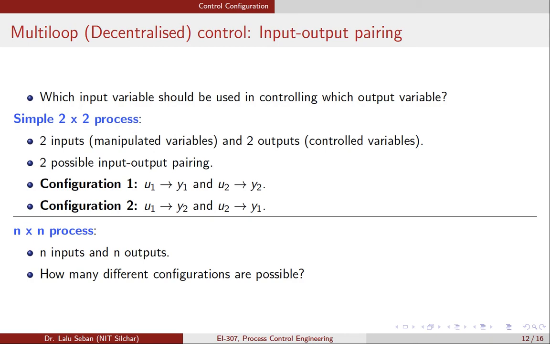It's a little big, but in industry, a 5 by 5 process is normal. 4 by 4 or 5 by 5 processes are normal. So for a 5 by 5 process, there are 125 different pairing possibilities. So selecting one right pairing possibility from these 125 different combinations is a bit complex process.